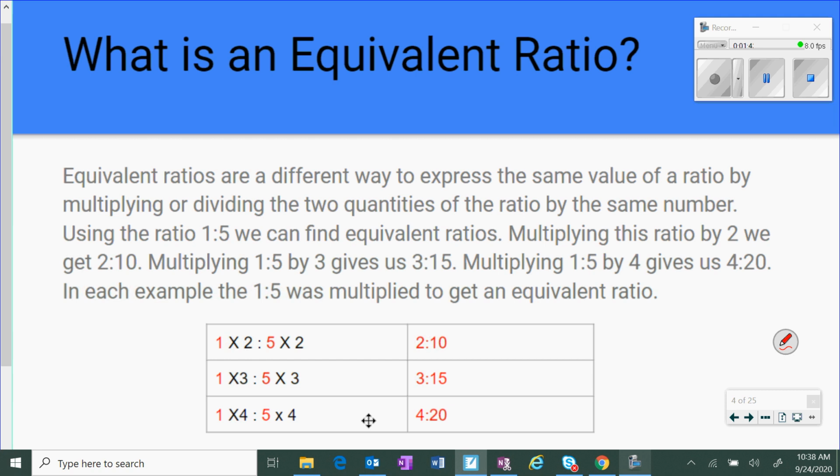Now, if you take any of these equivalent ratios on the right-hand side and divide them by the number you multiplied them by, they're going to take you back to the original one of 1 to 5. See how that works? So they're all equivalent. They'll all go back to the original ratio. Pretty simple, correct? Yeah. That's an equivalent ratio. That's how easy it is. Any questions? All right.